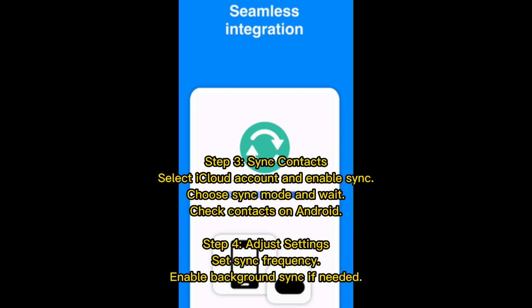Check contacts on Android. Step 4. Adjust settings. Set sync frequency. Enable background sync if needed.